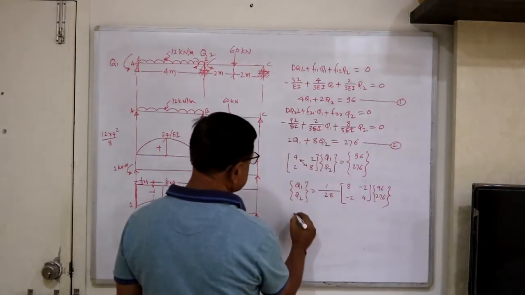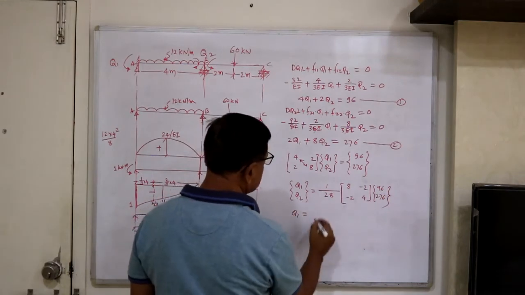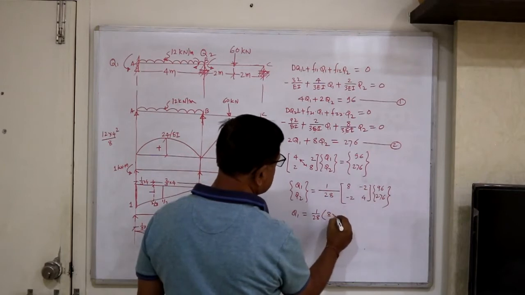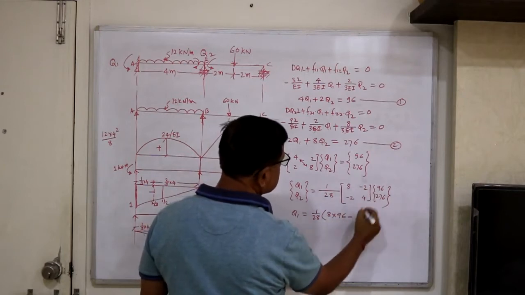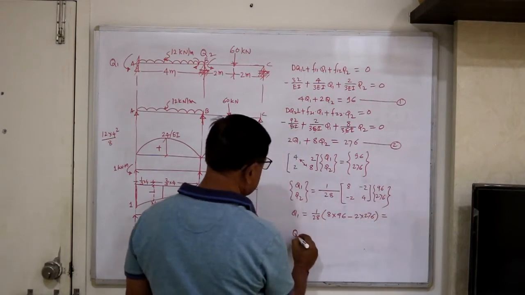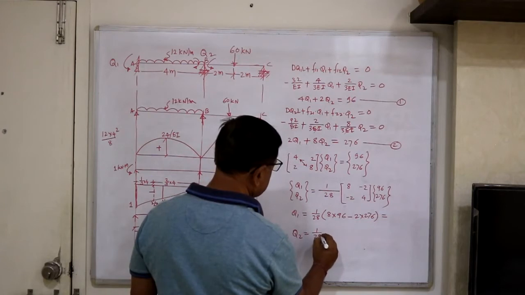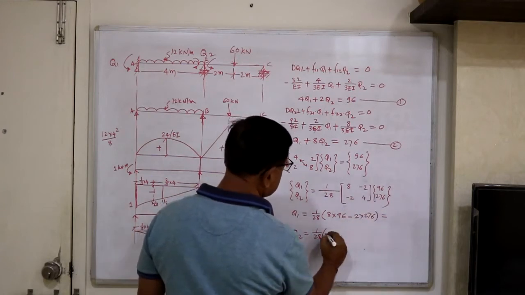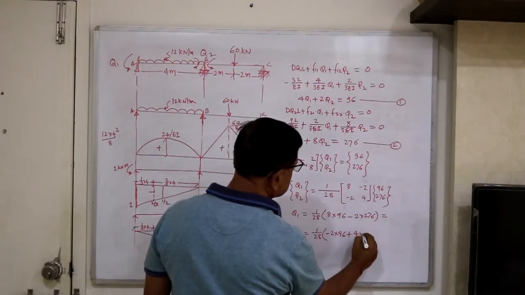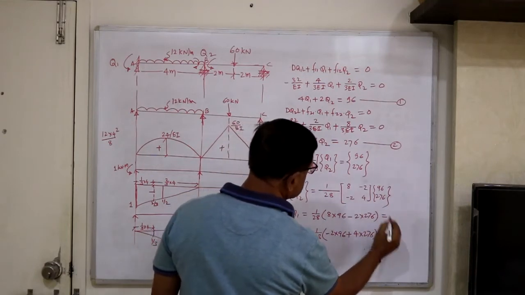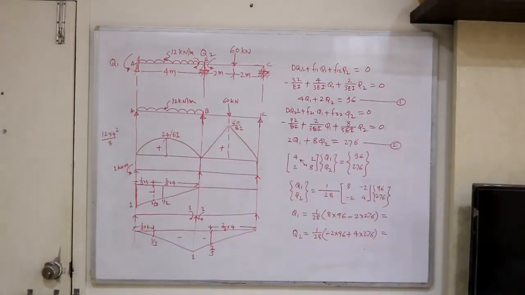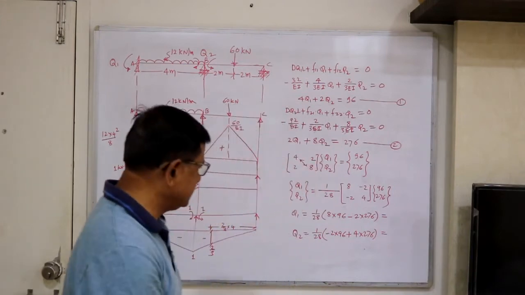So what is then Q1? Q1 is equal to 1 upon 28 into bracket, 8 into 96 minus 2 into 276. And then Q2 is equal to 1 upon 28 into bracket minus 2 into 96 plus 4 into 276. Now you find out the answers. I don't have the answers, but we can calculate them. There is no problem at all.